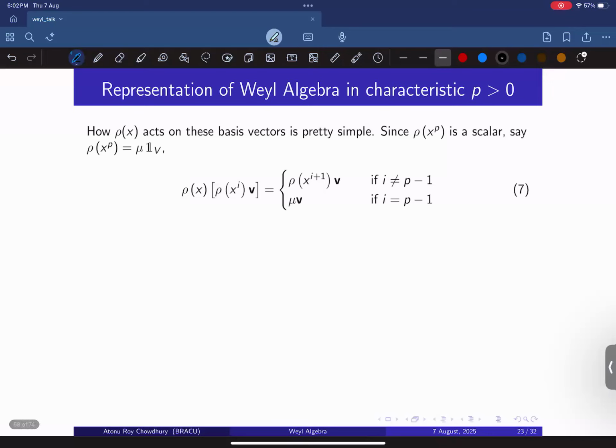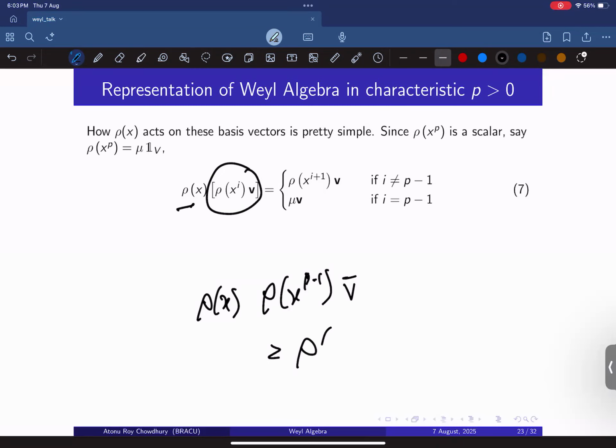Okay, so writing rho of x in this basis is very easy, because what it does is it basically shifts. If you act rho of x on this element, you just get rho of x to the power i plus 1 acting on v, so we get the next basis element, except for the last case. Because if you act rho of x on rho x to the power p minus 1 v, you'll get rho of x to the power p v. This is not in our basis, right? Because x to the power p is in the center, so it acts like a scalar. Let's call that scalar mu. So this is basically mu v.